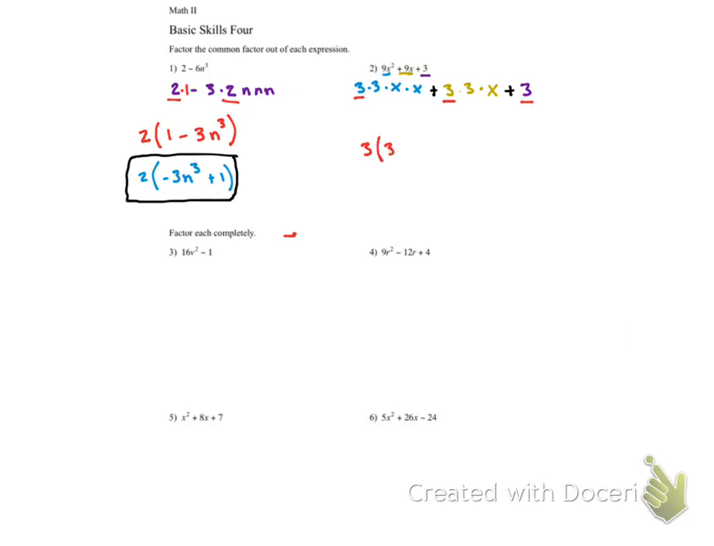So we didn't underline a 3. We didn't underline the 2 x's. x times x is x squared, plus 3x, plus, we remove that 3, so we replace it with a 1. And that is our final answer.